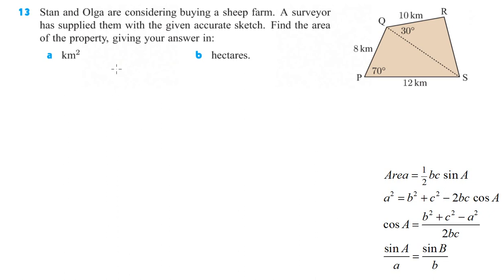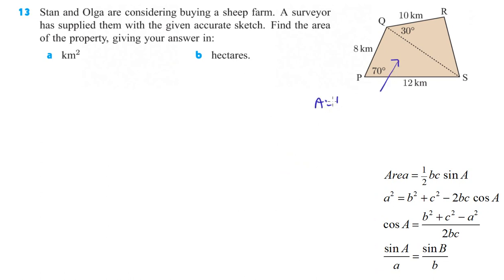All right, 13. Stan and Olga are considering buying a sheep farm. A surveyor has supplied them with a given accurate sketch. Find the area of the property, giving your answer in kilometers squared and hectares. Okay, we have to go back and figure out what hectares are. But first let's figure out kilometers squared. So we want to find the total area of these things here. We can find the area of this one right here pretty easily, right?